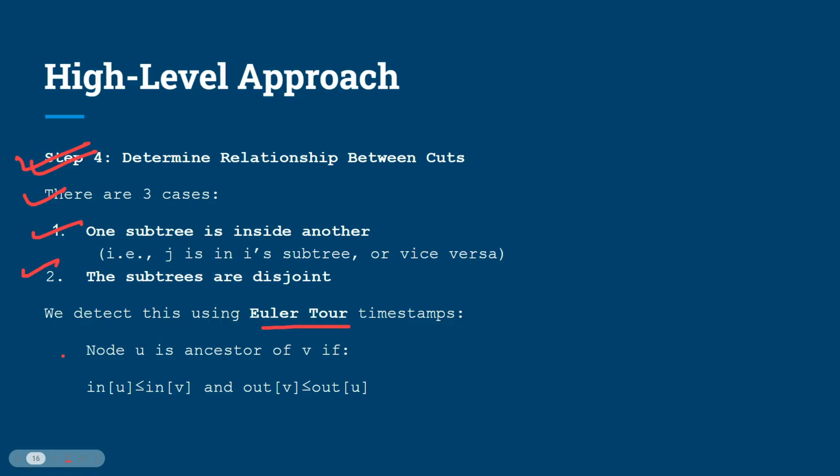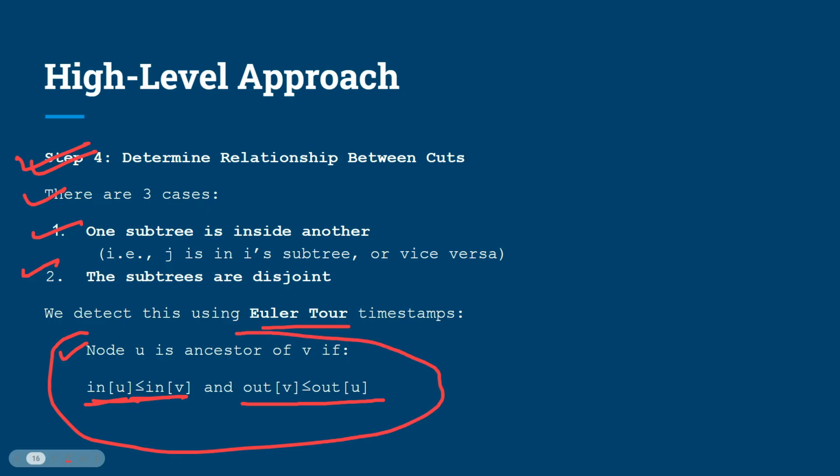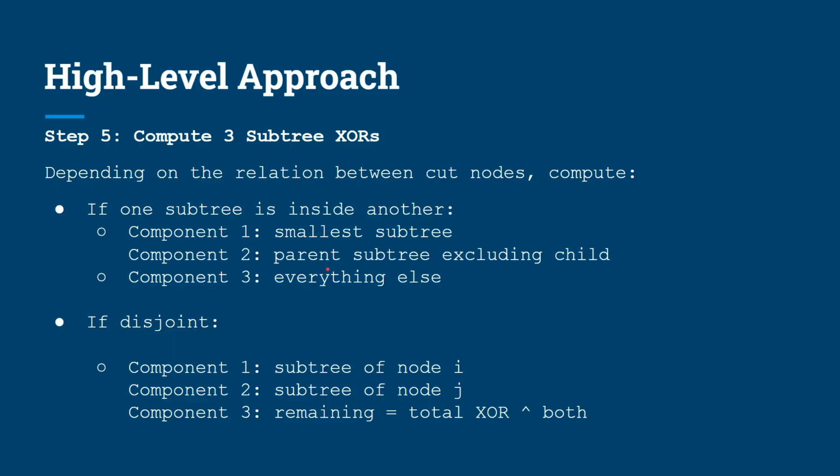Let's suppose node U is an ancestor of V, so in U is less than or equal to in V, and for out it will be the reverse. This is the concept we use from the Euler tour algorithm. Next we have to compute the 3 subtree XORs.